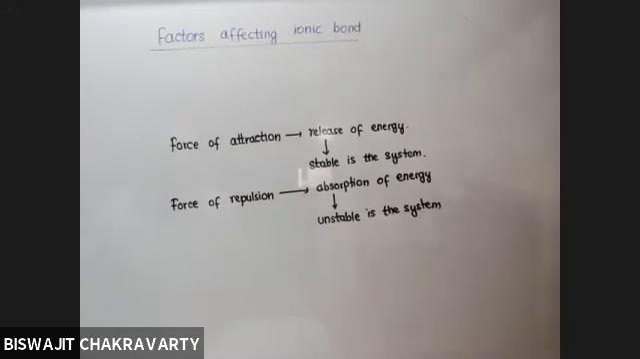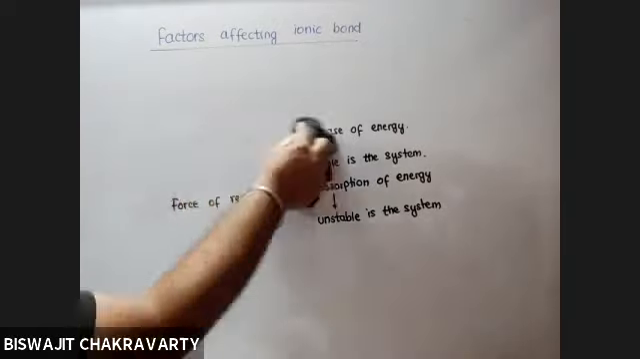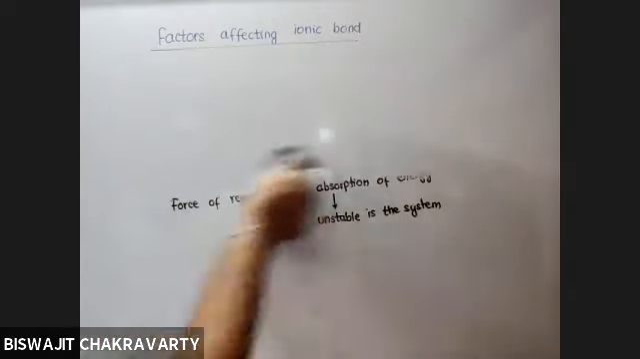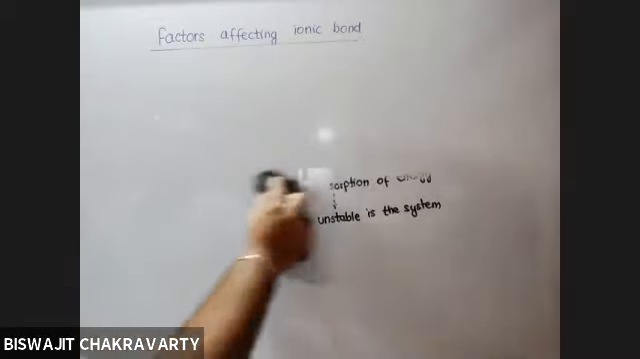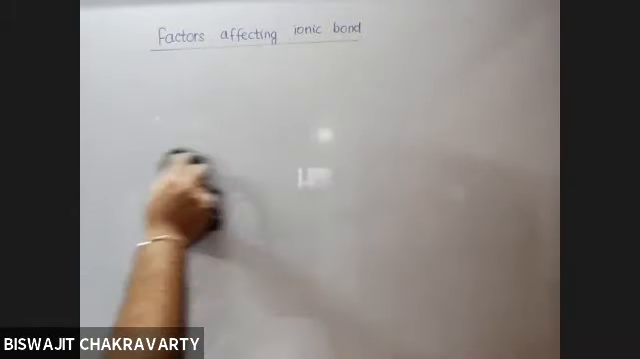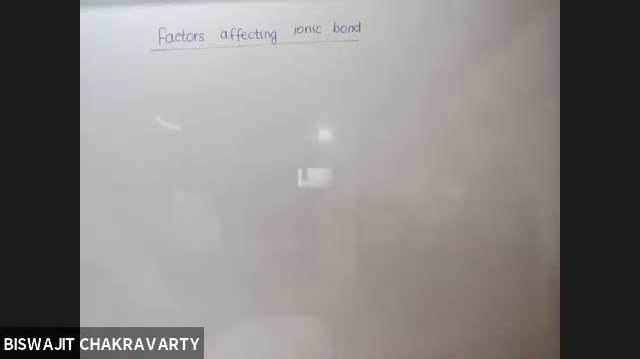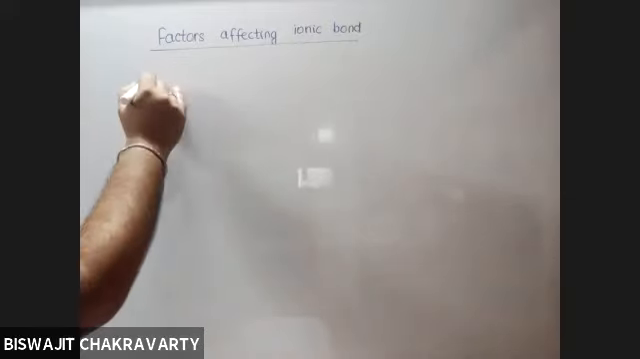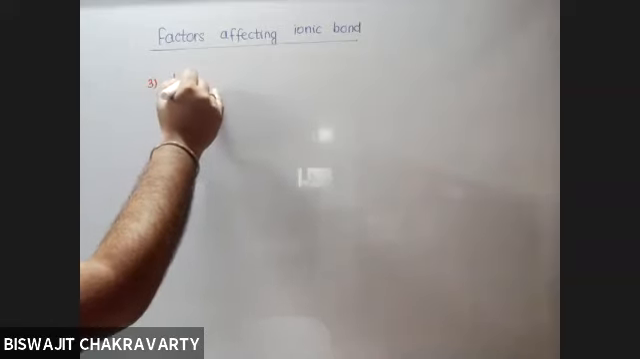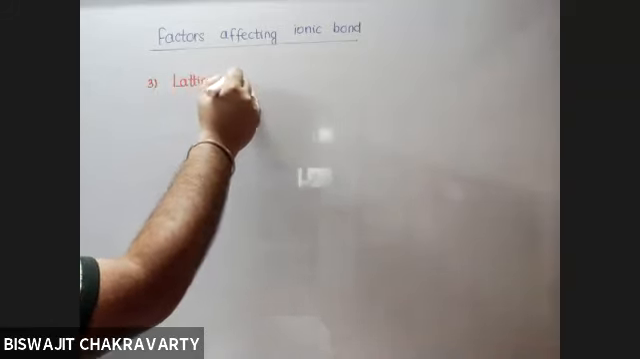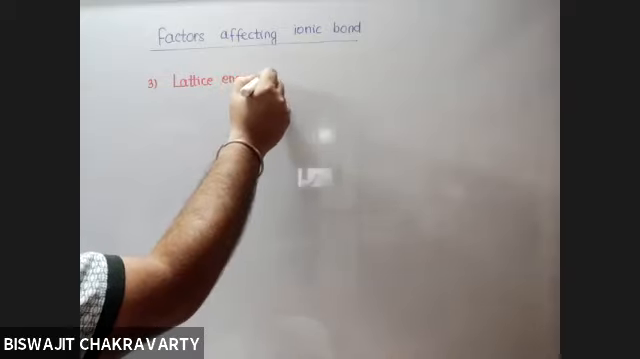So our cation is ready, our anion is ready. What kind of force will they show in between? Will it be force of attraction or will it be force of repulsion? Attraction. The force of attraction. So if they show force of attraction, will they release energy or will they absorb energy? Release energy. They will release energy, and that amount of energy released is called lattice energy.